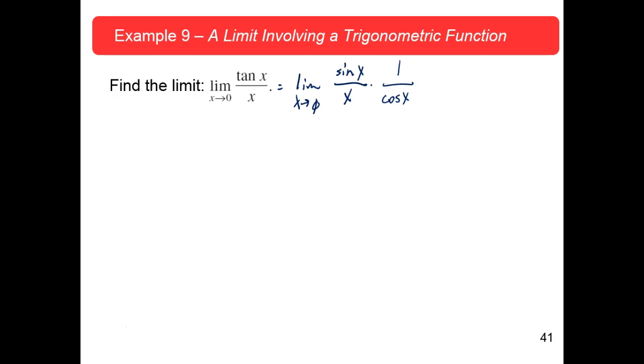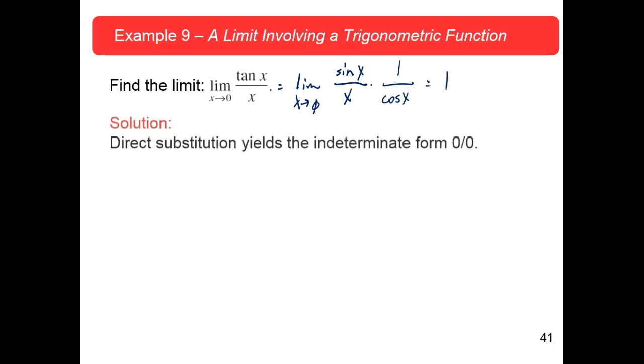Because what's this limit? 1. Remember, that was sine over x. That's 1, and what's the limit of cosine as x approaches 0? 1 also. So this will be 1, and that would be 1 over 1, which is 1. Perfect. So this limit is 1. Okay, good deal. Make sense? All right, let's see how they did it.